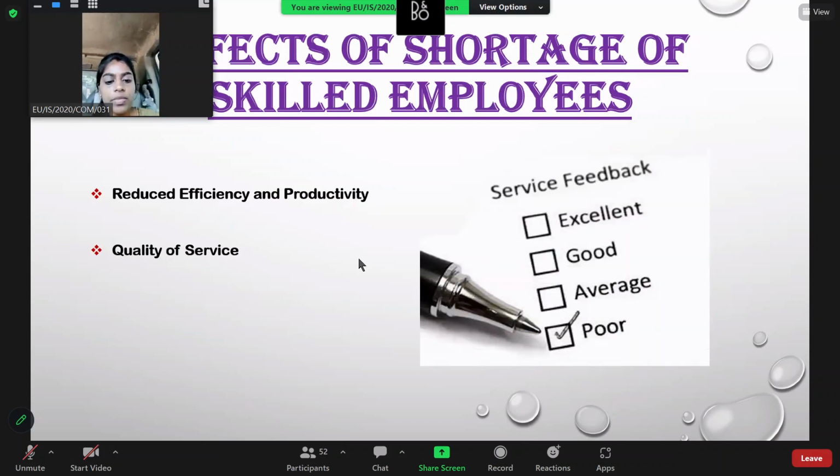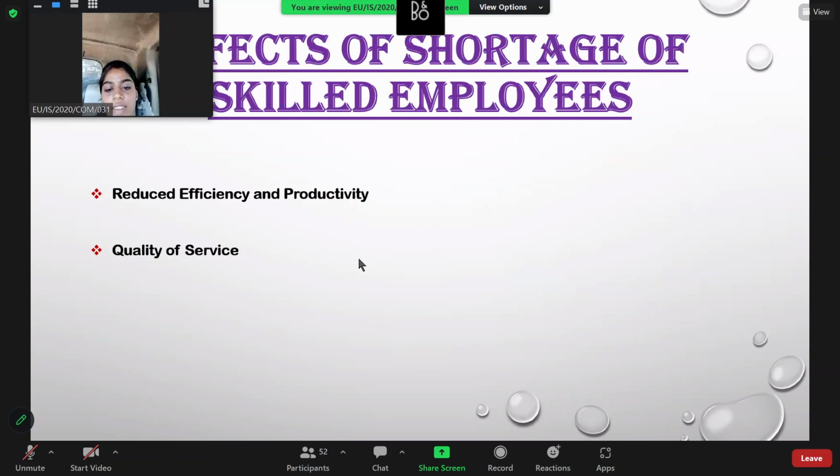Quality of service. Insufficient skilled employees may impact the quality of service provided to customers without the necessary expertise and experience. Employees may struggle to efficiently address complex customer inquiries, provide accurate advice, or handle intricate insurance claims. This can lead to customer dissatisfaction and damage the company's reputation.